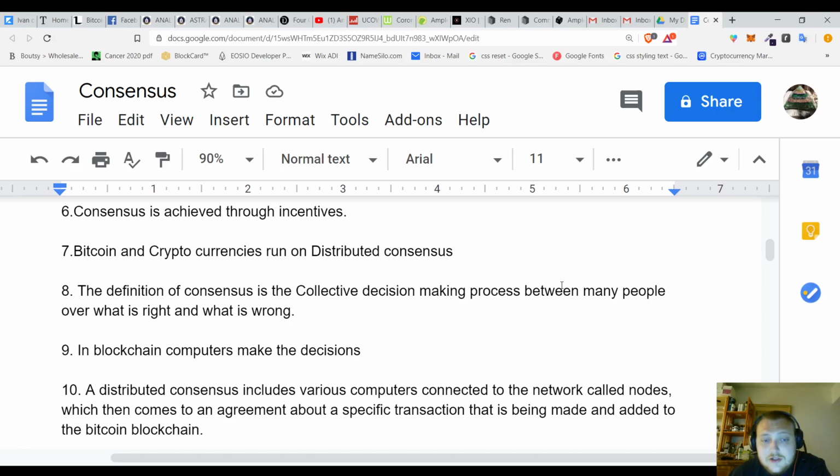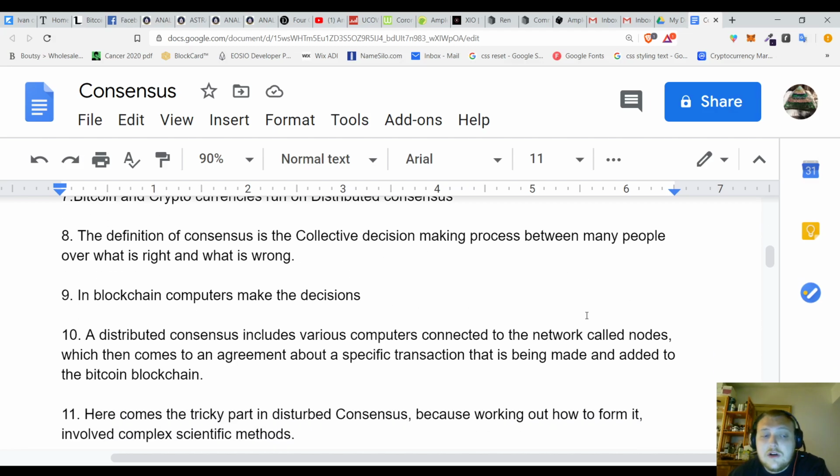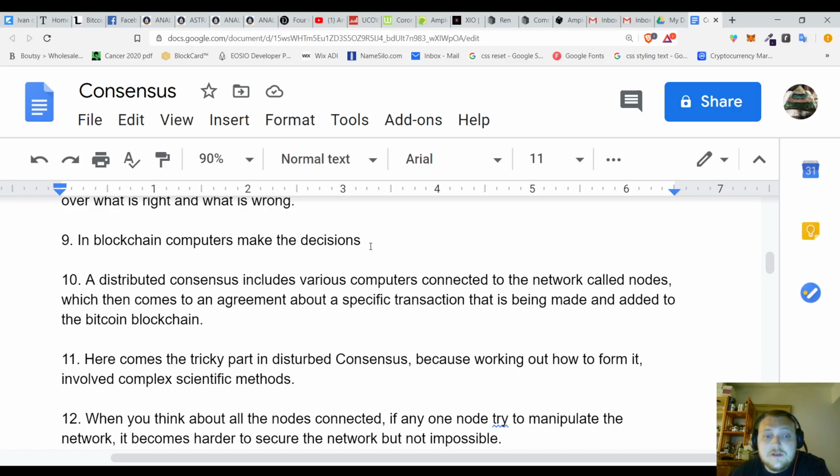The definition of consensus is a collective decision-making process between many people over what is right or wrong. In this case, it is many computers over what is right or wrong. In blockchain, computers make the decisions, like I said. A distributed consensus includes various computers connected to the network called nodes, which then come to an agreement about a specific transaction that is being made and added to the Bitcoin blockchain.